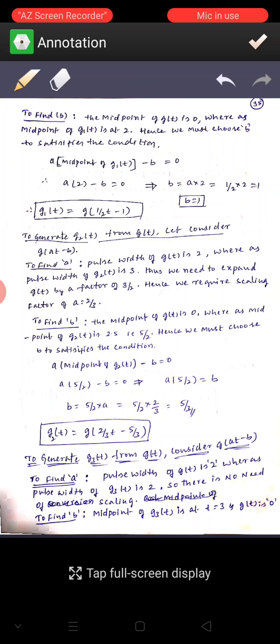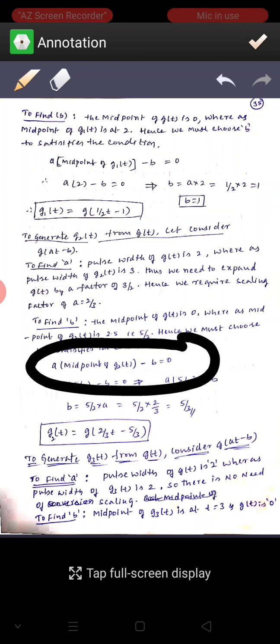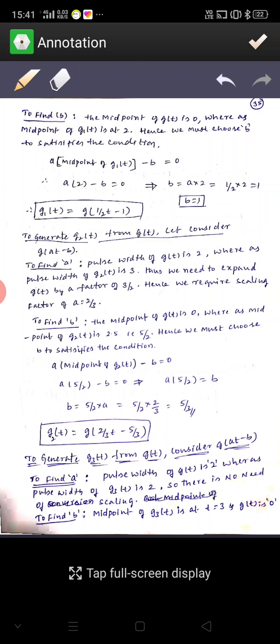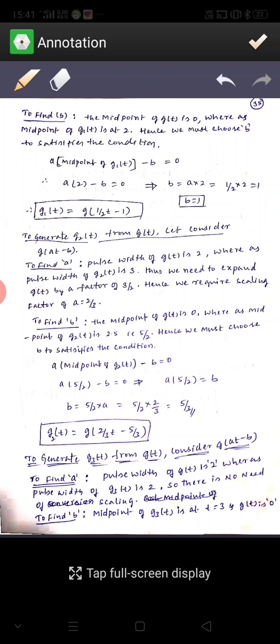Hence, we must choose b to satisfy this condition: a times the midpoint of g2 of t minus b is equal to 0. So, a of 5 by 2 minus b is equal to 0. With this, we find the value of b. By substituting the a value 2 by 3, we get b is equal to 5 by 3. So, we get g2 of t in terms of g of t, that is g of 2 by 3 t minus 5 by 3.